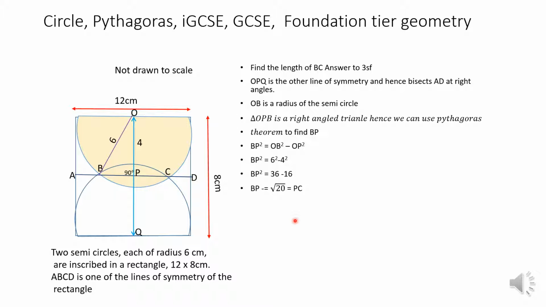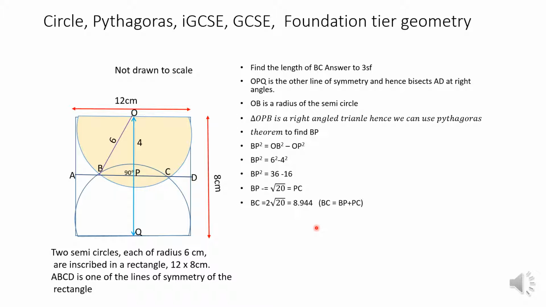So BP, square root of 20, is equal to PC. So the line BC is now BP plus PC. So BC will then be double BP. And we know BP is the square root of 20. So BC is 2 times the square root of 20. And with your calculator, you find that 2 times the square root of 20 is 8.944.